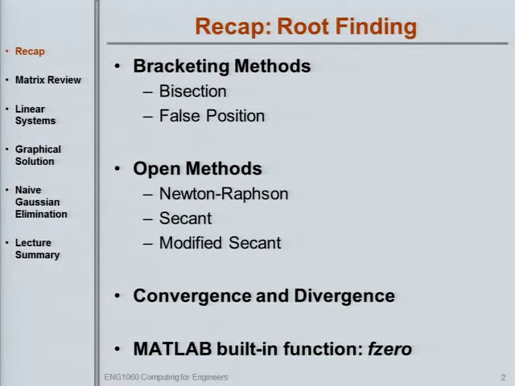Likewise, for open methods, how do they work? What's the difference between Newton-Raphson, secant and modified secant? In what ways are they similar? Okay, so you need to make sure you go back to understand all that. Some of these methods will always converge on the root that you're looking for. Others sometimes won't. Which ones will, which ones won't? We also looked at the MATLAB built-in function fzero.